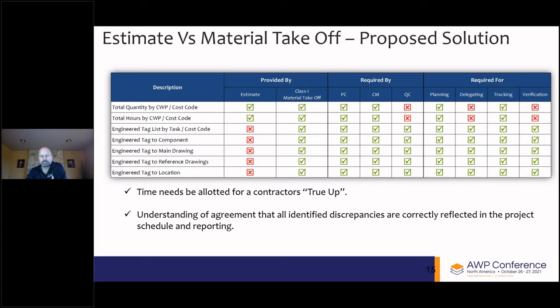Two key aspects to solve this challenge: time needs to be allotted for contractors to do what's often referred to as a true-up between the contract award and start of execution. And there needs to be an understanding of agreement that all identified discrepancies within a work breakdown structure, in quantities and hours between the estimate and the MTO, are to be addressed and correctly reflected in the project schedule and reporting.